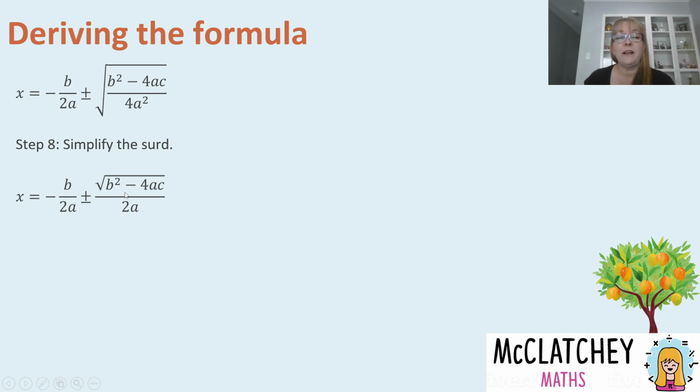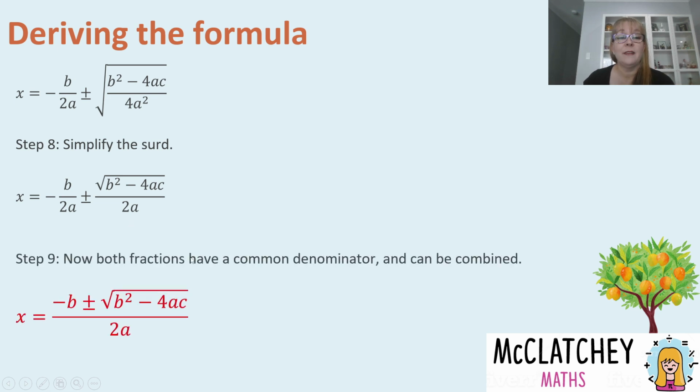Now these are two fractions with the same denominator. Now I can add them together and make one big fraction, with a big denominator of 2a. This becomes negative b plus or minus the square root of b squared minus 4ac as my numerator. So now I have derived the quadratic formula.